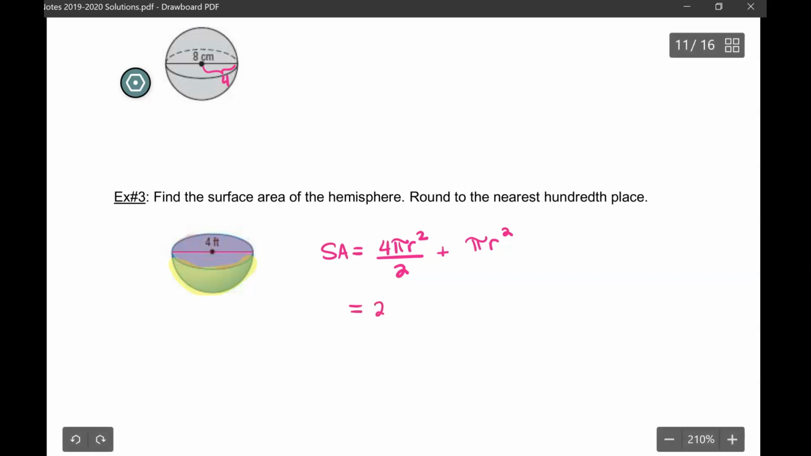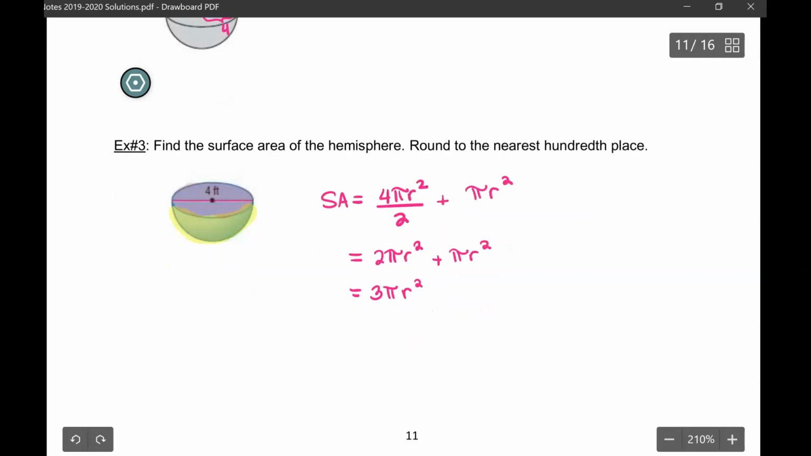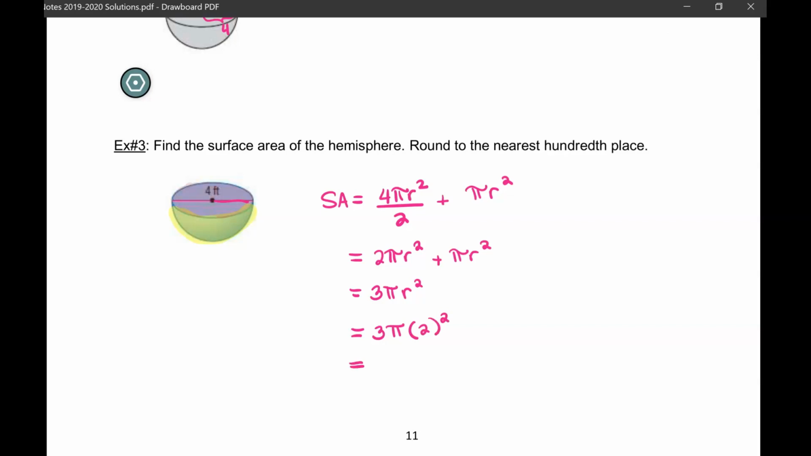So if you think about it, we have 2 pi r squared for the bowl part, and then pi r squared for the other part. So every time we have a surface area of a hemisphere, it's going to be 3 pi r squared. So in this case, our radius is going to be 2, right? Half of 4. So we have 2 squared is 4 times 3 is 12. So 12 pi is 37.699. So that's going to be 37.70 square feet.